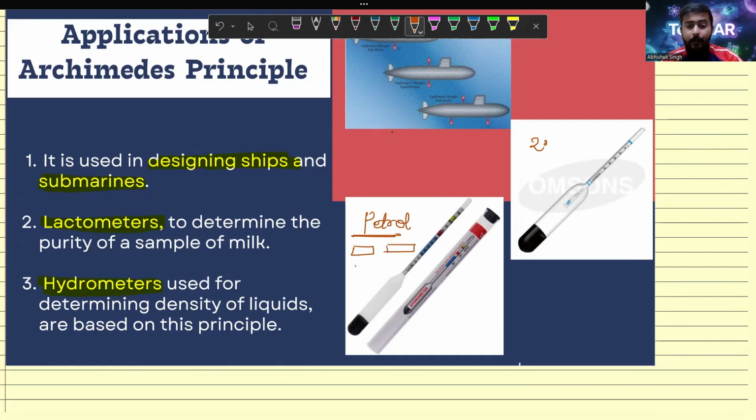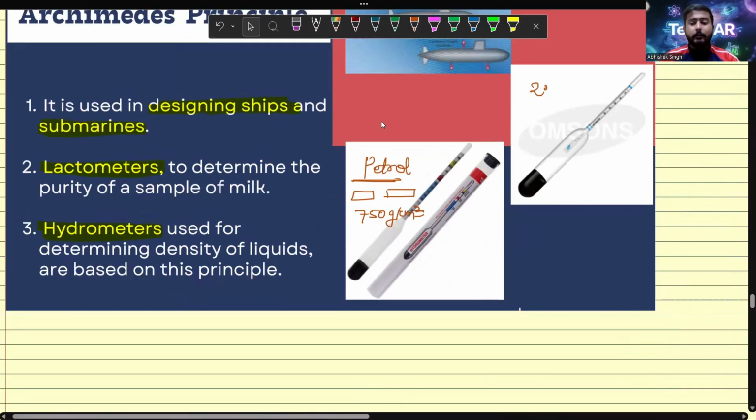So if the petrol is more than 750 gram per centimeter cube, or 0.75 kg per meter cube, then only it is good petrol. So basically, a hydrometer is used to determine the density of different liquids, and also to determine their purity. So these are some applications of Archimedes principle.